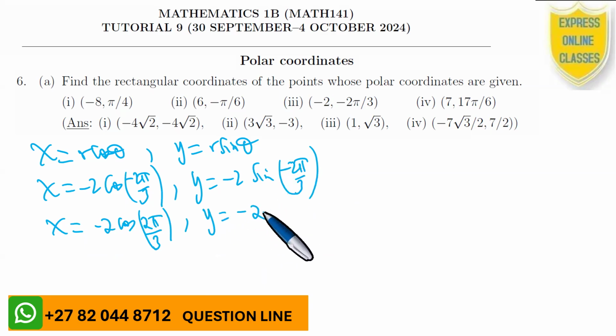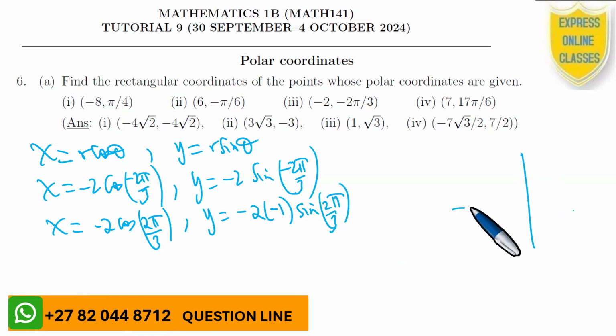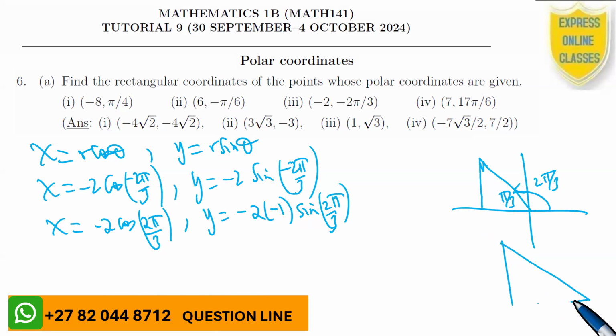Minus 2. That is going to be a minus 1 that's going to come out of the sine of 2 pi over 3. 2 pi over 3 is like pi over 3 times 2, 60 degrees times 2. This puts 2 pi over 3 in this quadrant. 2 pi over 3 is 120 degrees, and it leaves us with pi over 3 here. We have pi over 6, pi over 3, with sides 2, the square root of 3, 1.